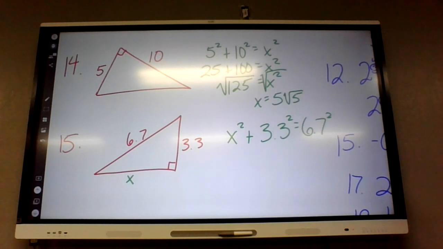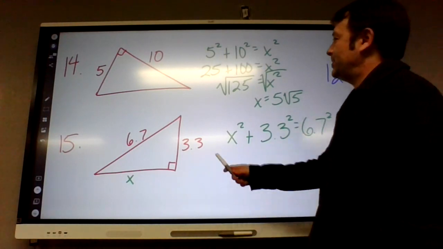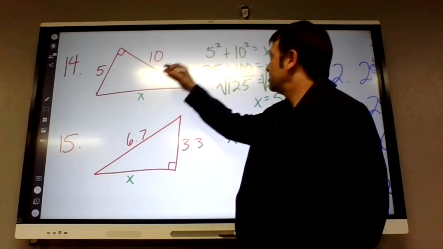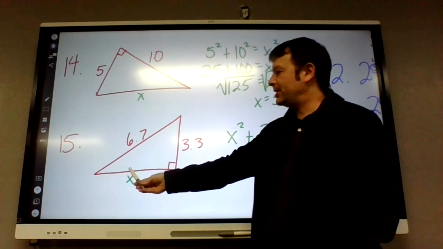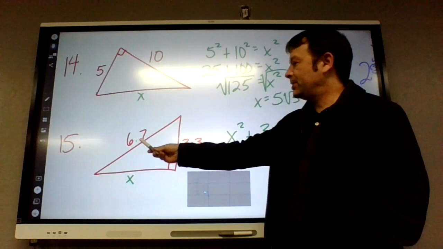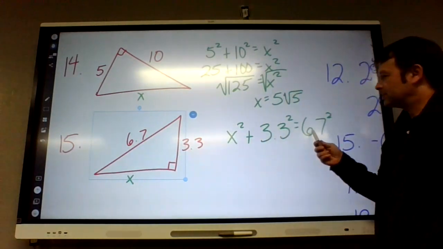Wait, why did it say that? Because the hypotenuse is in a different spot. On 14, the hypotenuse was missing, so that's the x over there. On this one, the leg is missing, but we know the hypotenuse. So it looks like that.